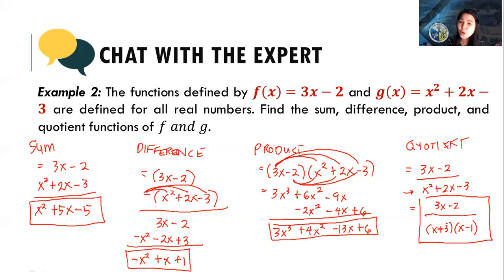Ma'am, what if there's a common factor? Like for example, the numerator is x minus 1. Then our denominator is like that, x plus 3 times x minus 1. Then, if there's a common factor, then you can cancel the common factor. So our final answer can be 1 over x plus 3. That is if there is a common factor. Any questions?